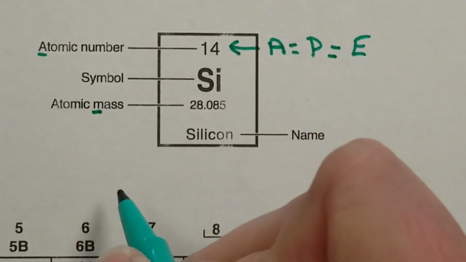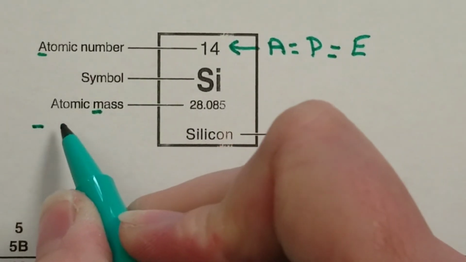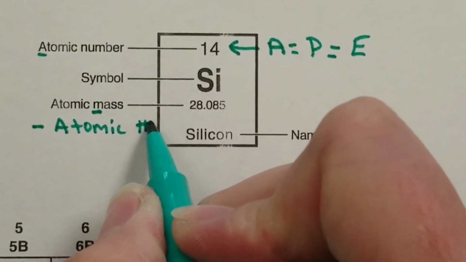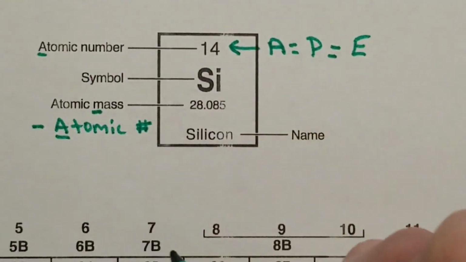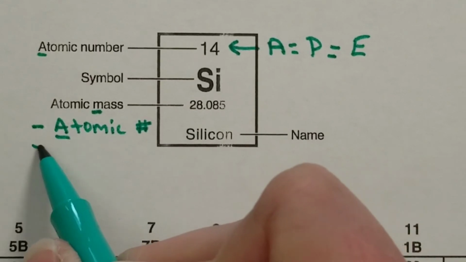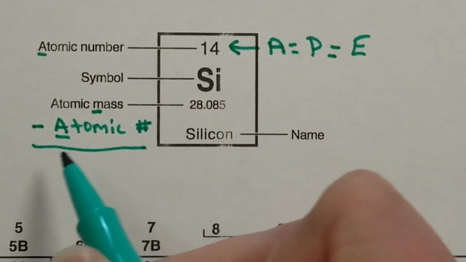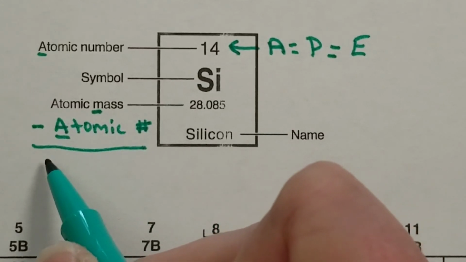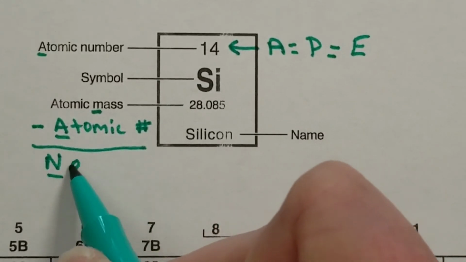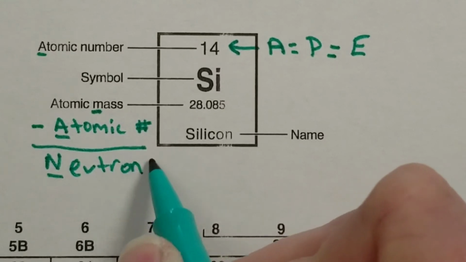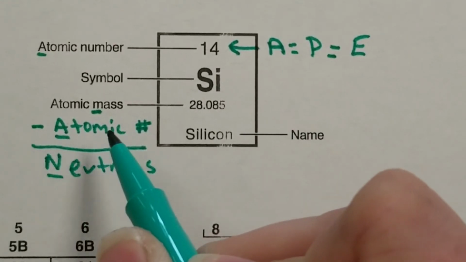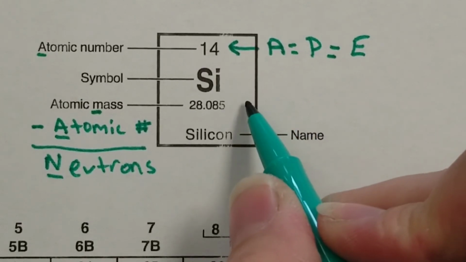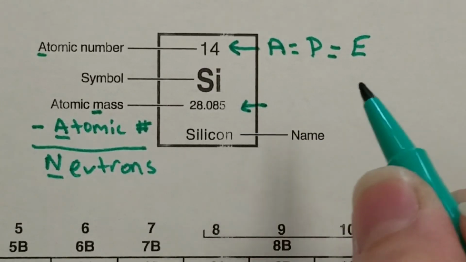M stands for mass. So the mass minus my atomic number, and y'all, this is a number sign. Back in the day, we used this as a number sign. I know you like to call it a hashtag. We're calling it a number sign. So atomic number, mass minus atomic number is equal to the number of neutrons. So ape man.